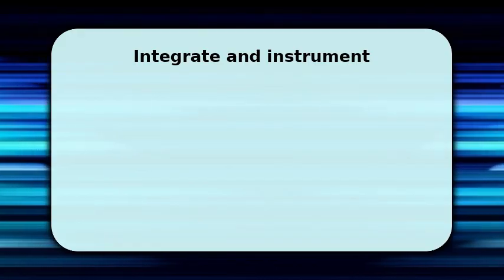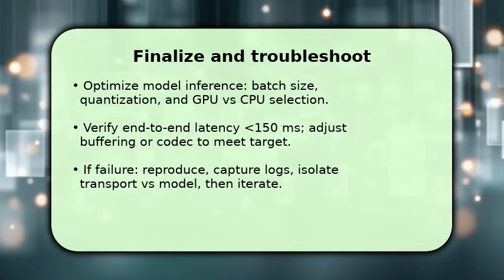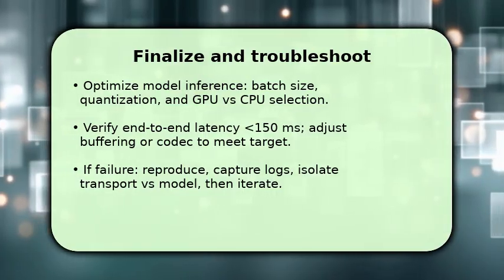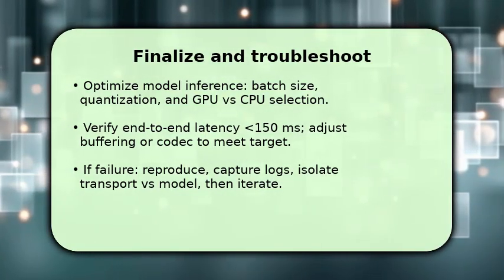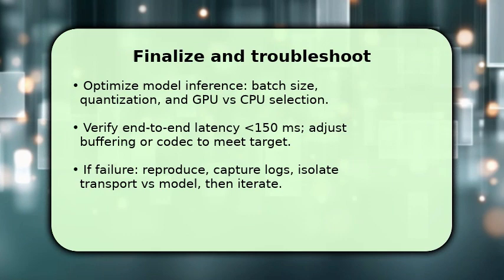Tune batch size, apply safe quantization, and choose GPU or CPU based on latency targets because compute choices often dominate perceived voice lag. Verify end-to-end latency goals, aim below 150 milliseconds, and reduce buffering or swap to a lower complexity codec if needed to meet that target.